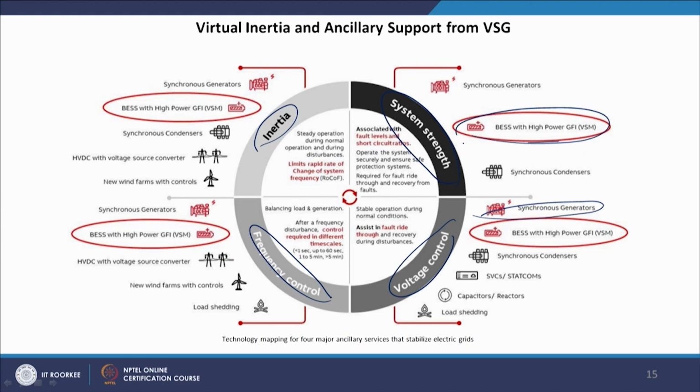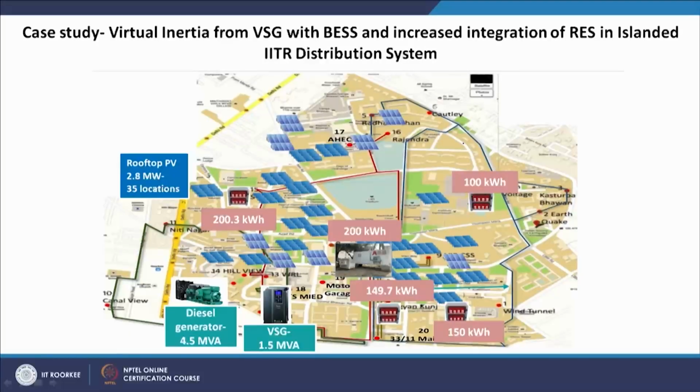So, whenever it is needed we can engage your storage technology and its conversion mechanism to the grid for virtual inertia support. Now, I will be happy to share some of the research work that has been carried out by the research scholars at IIT Roorkee Admire Lab. Case study: virtual inertia from VSG with BESS and increased integration of renewable energy sources in the islanded IITR distribution system.